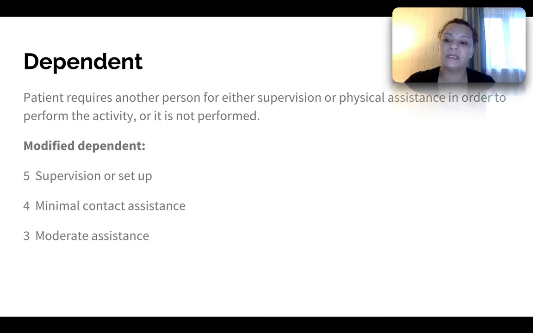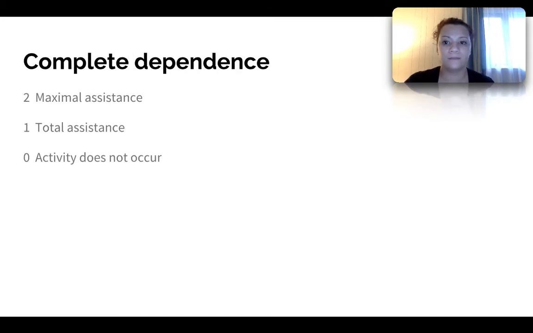A 5 means that they need supervision or setup. 4 is minimal contact assistance, and a 3 is moderate assistance. For complete dependence, they will be scored at a 2, 1, or 0. 2 is maximal assistance. 1 is total assistance or dependent. And then 0 for activity does not occur. So you might see that with the stairs, for example, especially if somebody's in a wheelchair.